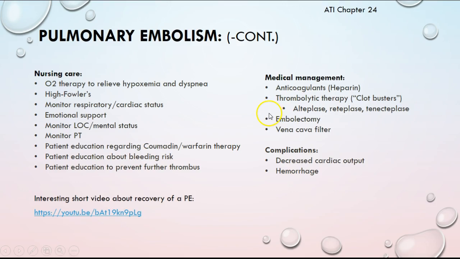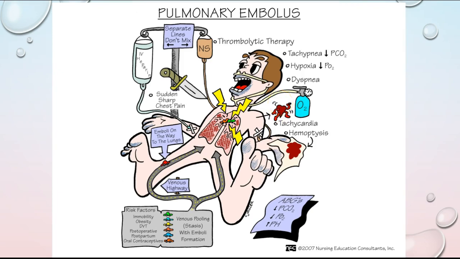Medical management, anticoagulants, thrombolytic therapy, which are clot busters. Make sure you are familiar with the different drugs that are used. Sometimes they may do an embolectomy, which is actually going in and removing the thrombus, especially if it hasn't gotten to the lungs. But also people who are at higher risk, they may do what's called a vena cava filter, that basically filters and keeps the clots from traveling up into the lungs and heart. For those who are visual, here is a really good representation of different signs and symptoms and causes.